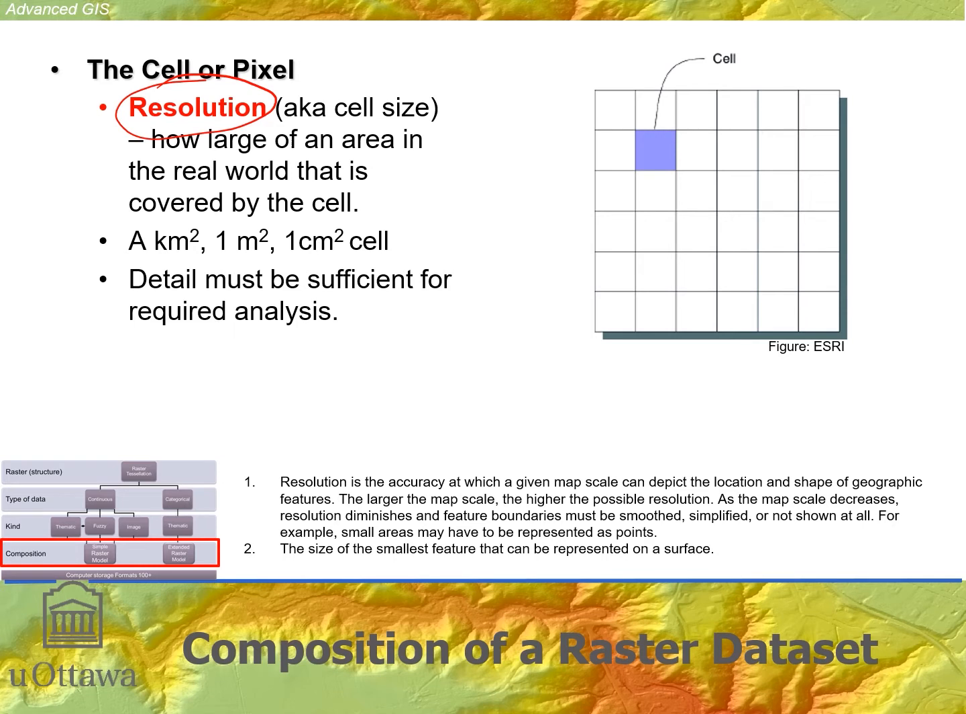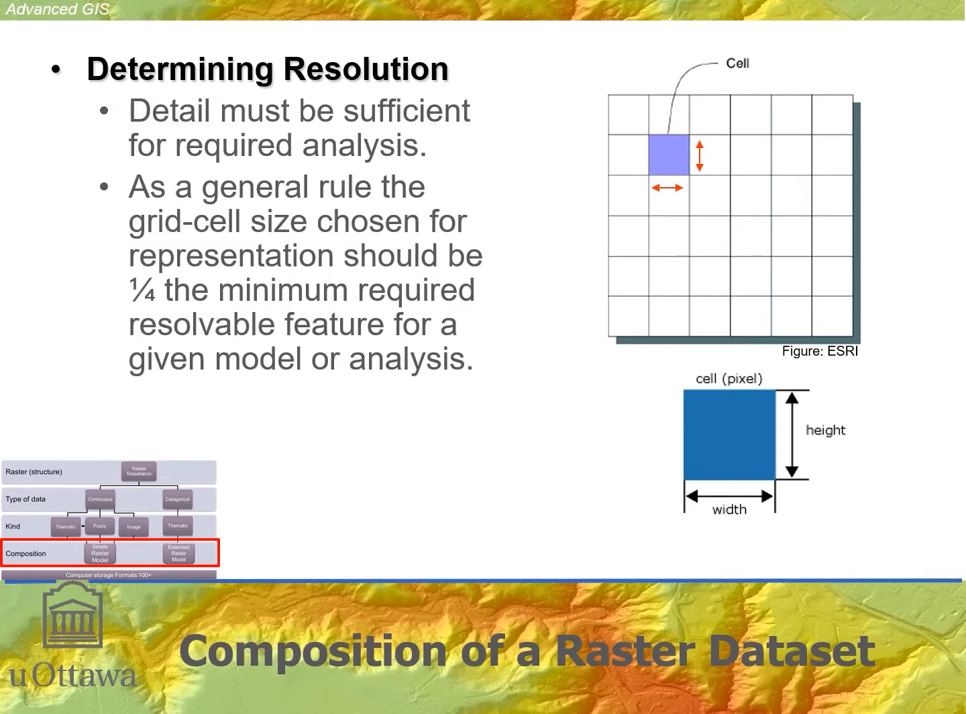So a cell could be a square kilometer, a square meter, or even a square centimeter, millimeter, nanometer, or whatever you want to have for a cell size. But as a general idea and rule, the cell size, or what we call the detail that can be represented by that cell size, must be sufficient for the required analysis. Determining resolution, we start with the idea that the detail must be sufficient for the required analysis. Now, for discrete object representation, as a general rule, the cell size should be 1/4 the minimum resolvable feature that is required to be represented by the raster.